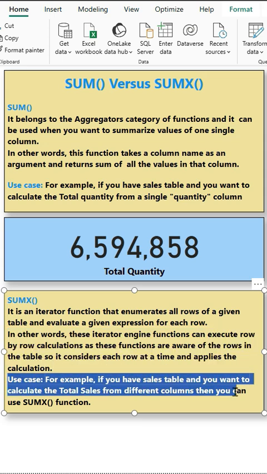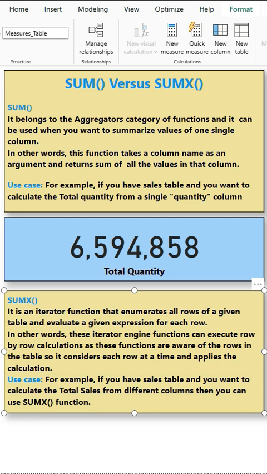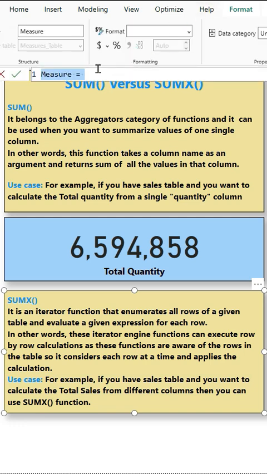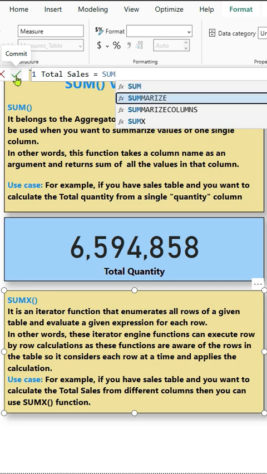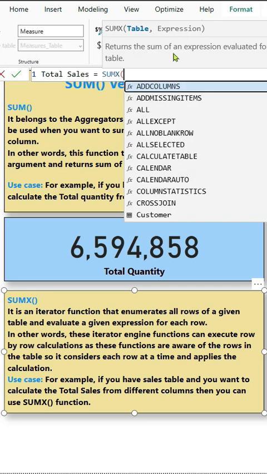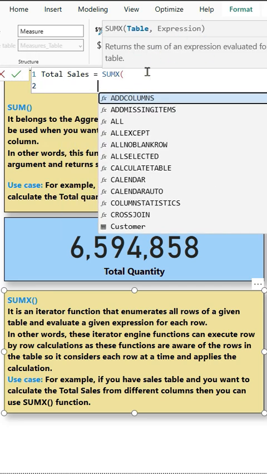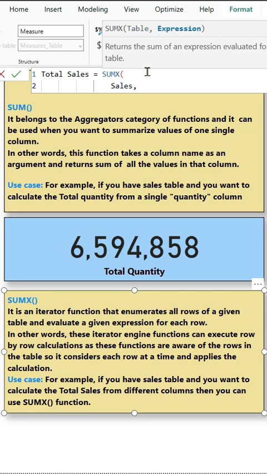As we see here, this function is aware of the rows in the table, so it considers each row at a time and applies the calculation. Let us see a practical example. As we already know that we have a sales table, and if you want to calculate the total sales from different columns, then you can use SUMX function. We will create a new measure.